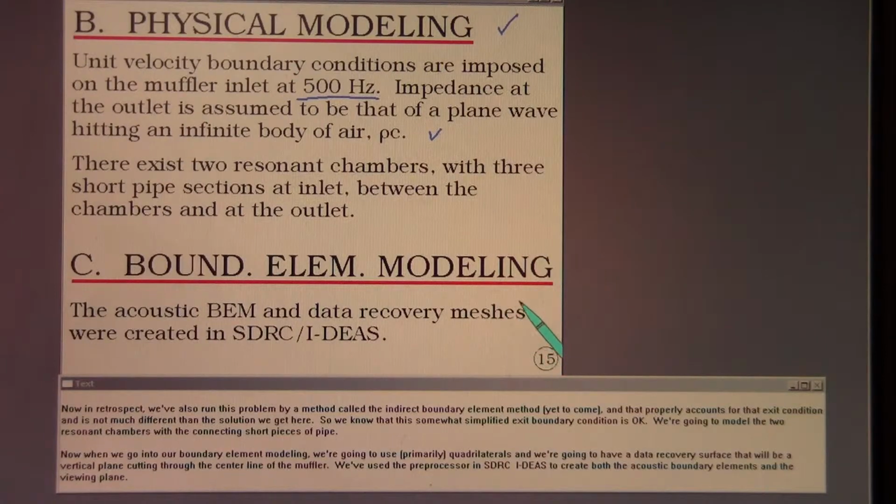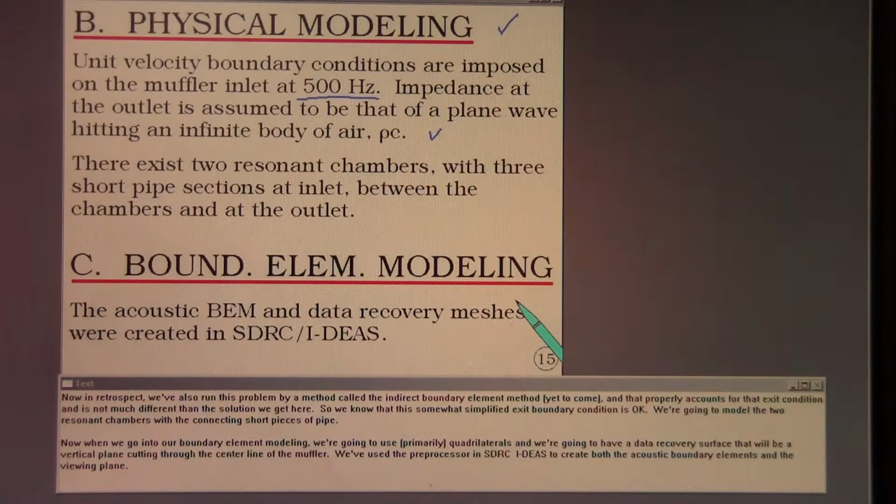Now, when we go into our boundary element modeling, we're going to use primarily quadrilaterals, and we're going to have a data recovery surface that will be a vertical plane cutting through the center line of the muffler. We've used the preprocessor in SDRC Ideas to create both the acoustic boundary elements and the viewing plane.